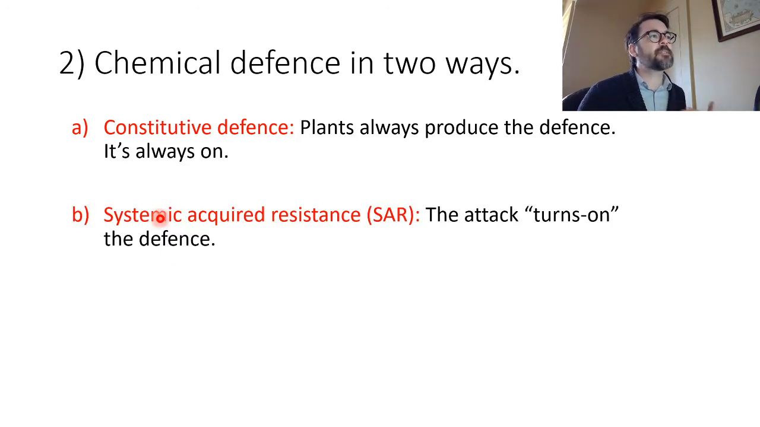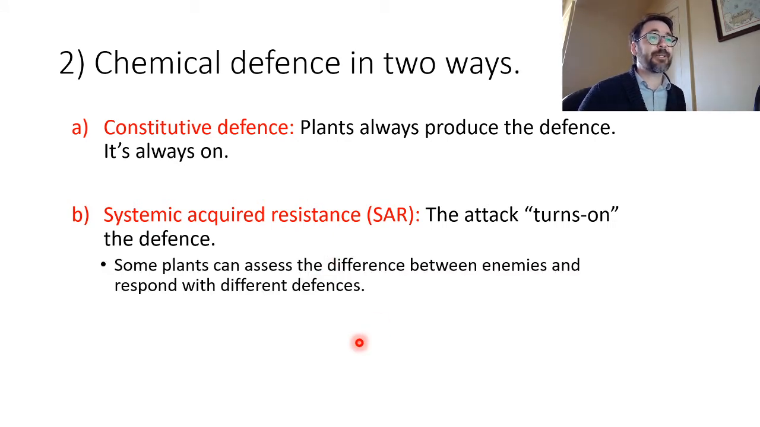This is different from systemic acquired resistance, or SAR. The idea is that the attack of the enemy actually turns on the defense, right? So something like a chili pepper has a constitutive defense. It's just always spicy. But I'll give you an example of systemic acquired resistance. The idea is that some plants can actually tell the difference between enemies, different species of enemy, and even mechanical damage, they can sometimes tell the difference between.